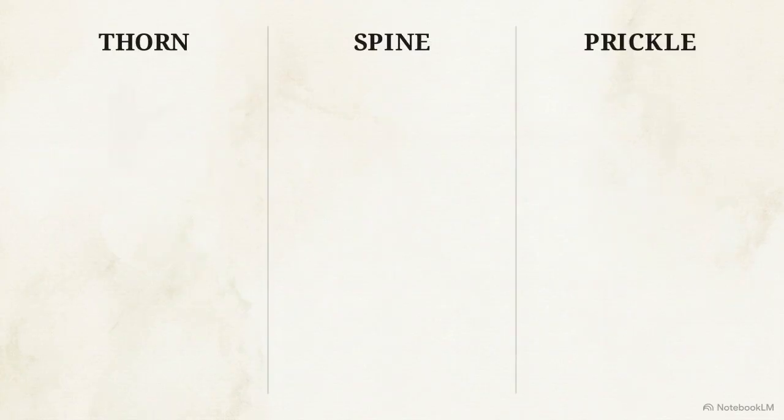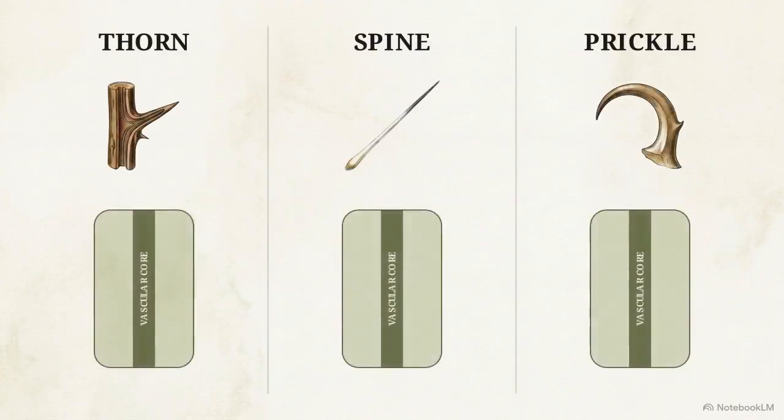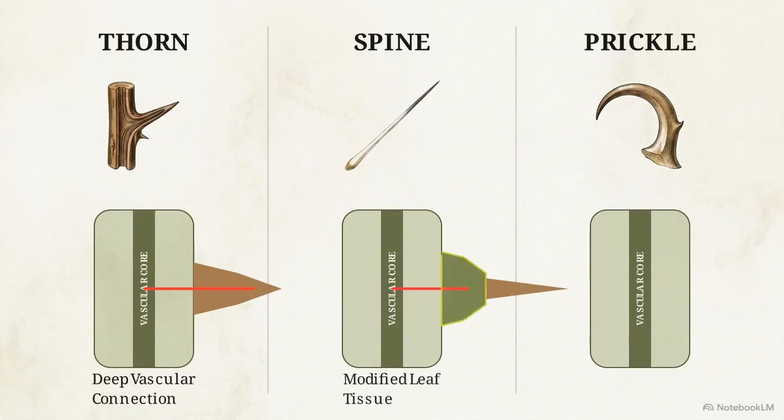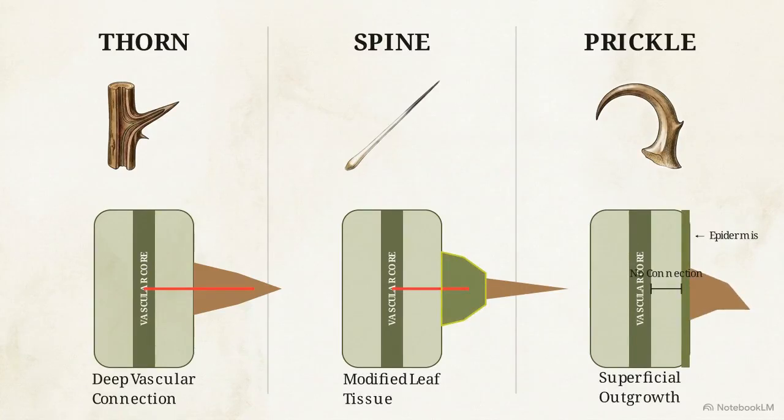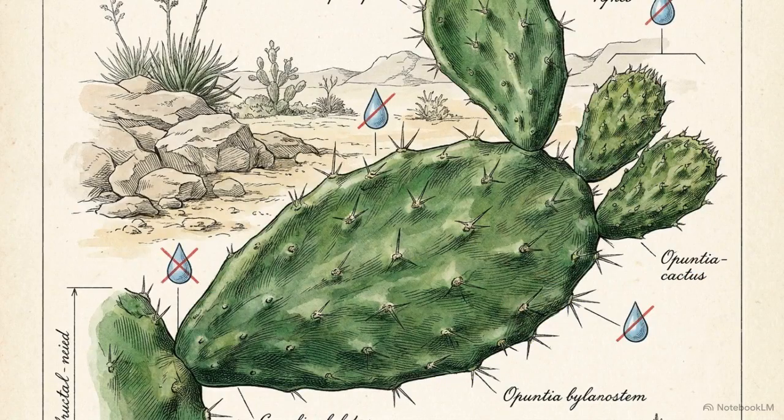Identifying defensive structures requires looking at their anatomy. A thorn has deep vascular connections to the stem. A spine is actually modified leaf tissue, and a prickle is a superficial epidermal outgrowth with no deep vascular connection. In arid environments where normal leaves lose too much water, the stem often flattens and turns green to take over photosynthesis while preventing water loss.